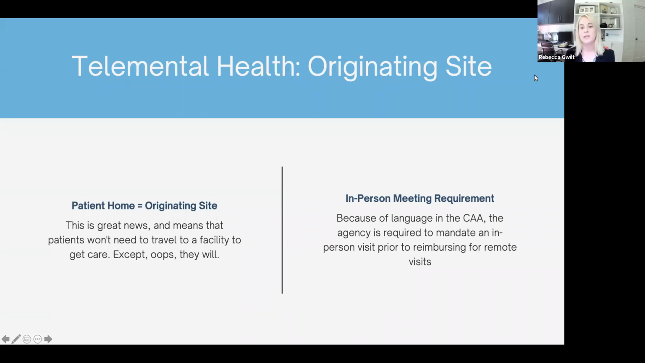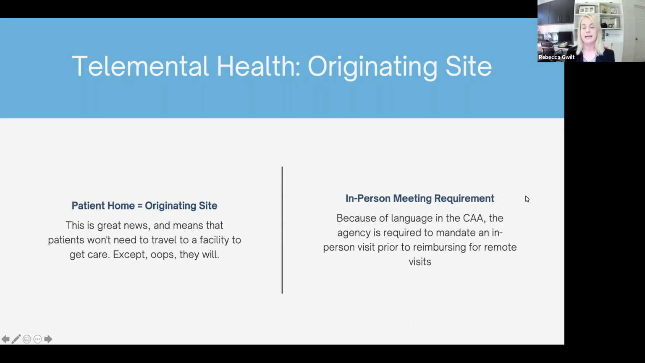One of the wins was that they were able to, as a result of legislation that passed in the fall of 2020, propose to eliminate the originating site requirement for delivery of services having to do with diagnosis of mental health disorders. This is great news. This eliminates, from a legislative perspective, the limitation on the location of the patient, right? They can be at their home.